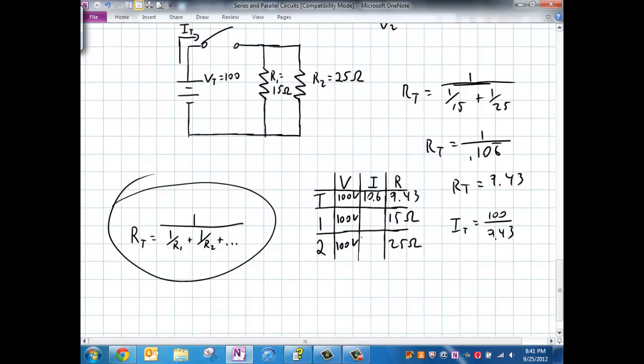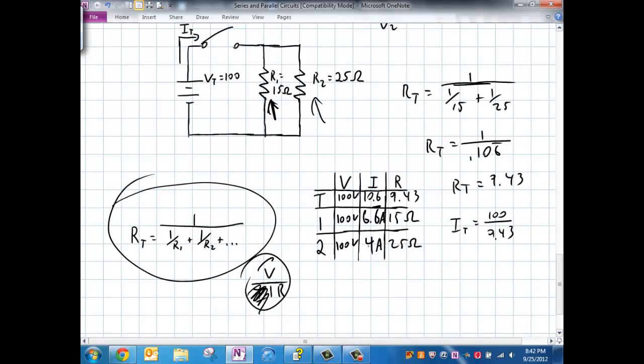I can then solve for I1 and I2. So I'm trying to find what the current is at each of those 2 points. At I1, right here, my current would be, again using Ohm's law, looking for my current, V over R. So I'm going to say 100 divided by 15 to find my first current, 6.6 repeating, and then my I2 would be 4.